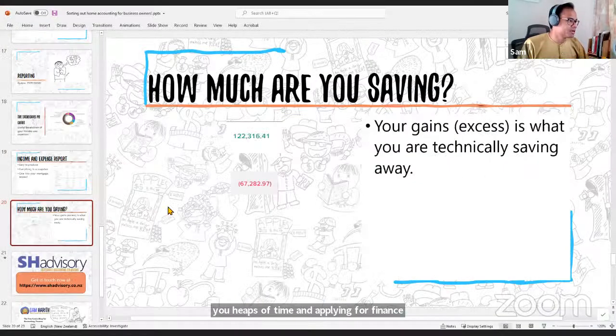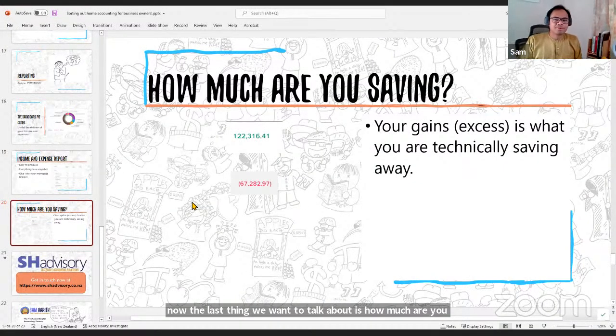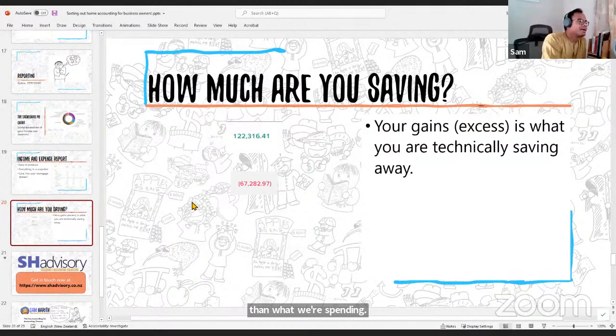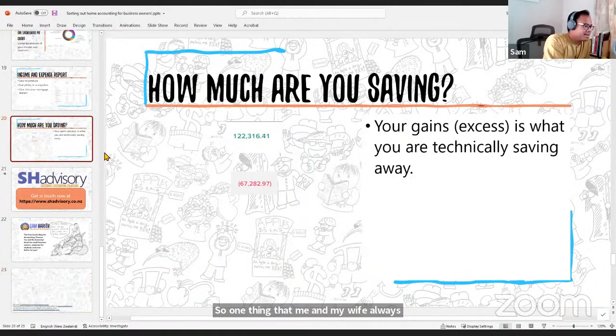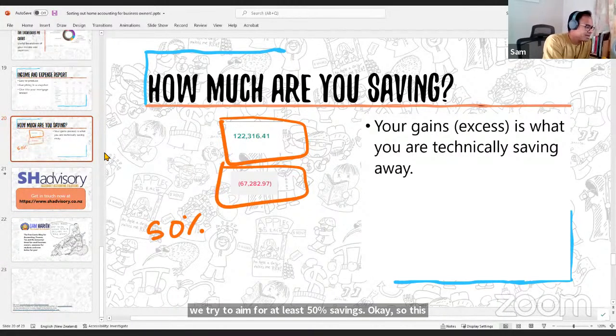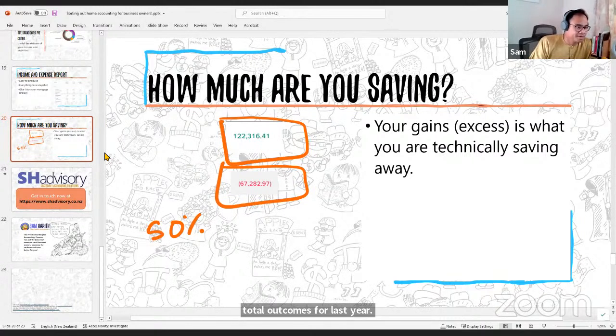Now, the last thing we want to talk about is how much are you saving? The main point of this exercise of keeping track of all our income and expenses is that we want to make sure that, number one, we're making more than what we're spending. And number two, that we're able to save away that amount that we're not spending, you see? So one thing that me and my wife always try to aim for is at least 50% savings, okay? So this is our total inflows for last year, and this is our total outflows for last year. So it's not exactly 50%, but it's pretty dang close.